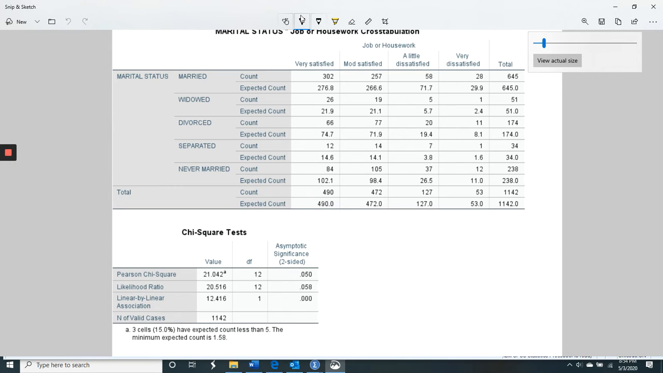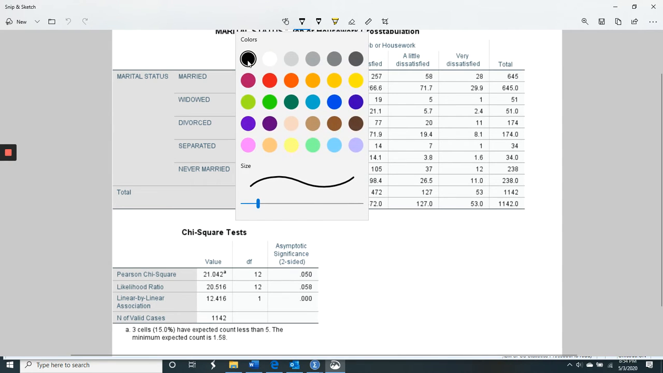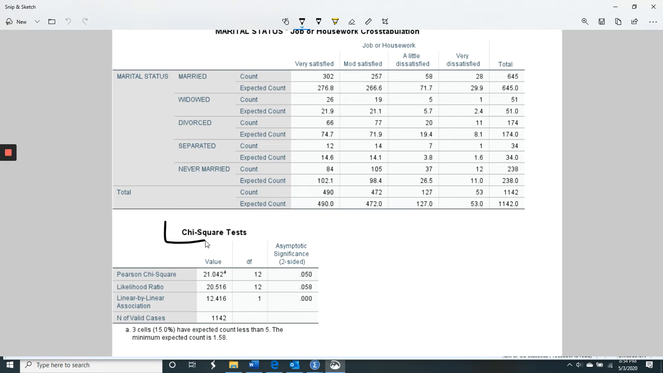So the first thing I'm going to look at is to see if the chi-square is significant or not. That's down here. So this chi-square test right here. This is our chi-square that we've been looking at. Here's the value of the chi-square, the degrees of freedom. And then this is the p-level.